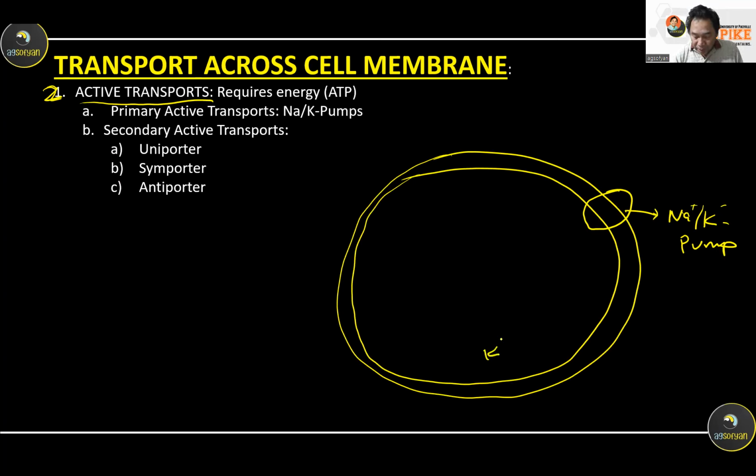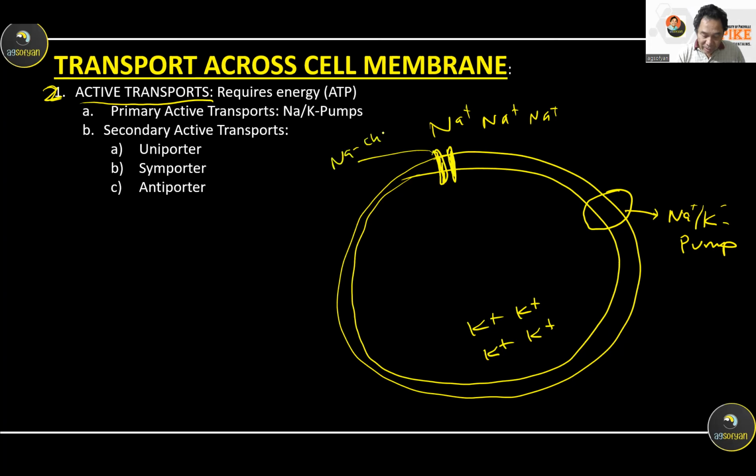This is actually what's happening. We have more potassium inside the cell and more sodium outside the cell. And remember, sodium has a channel, called the sodium channel. Remember facilitated diffusion? This is the sodium channel, so sodium will enter into the cell. Every time, 3 sodium enter into the cell. And potassium also has a potassium channel.